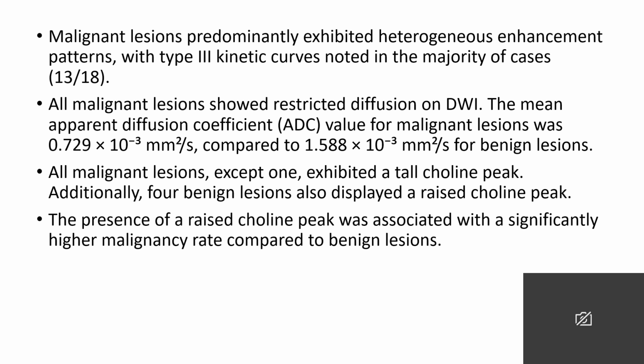The mean apparent diffusion coefficient, that is ADC values, for malignant lesions were 0.72 × 10^-3 mm²/s compared to 1.5 × 10^-3 mm²/s for benign lesions, which is significantly lower. All malignant lesions except one exhibited a tall choline peak. Additionally, 4 benign lesions also displayed a raised choline peak. The presence of a raised choline peak was associated with significantly higher malignancy rate compared to benign lesions.